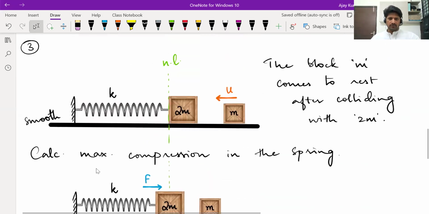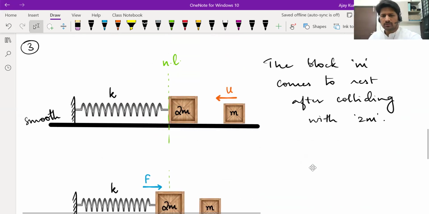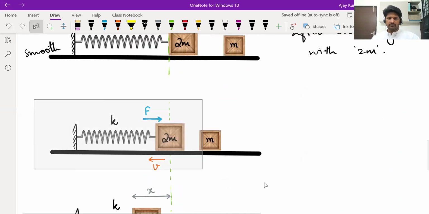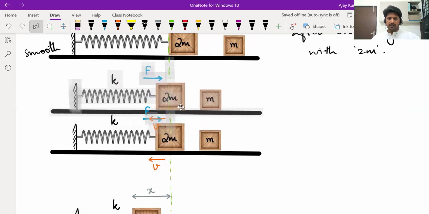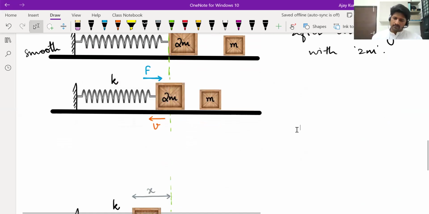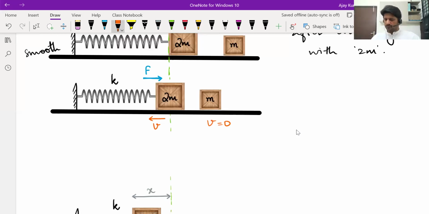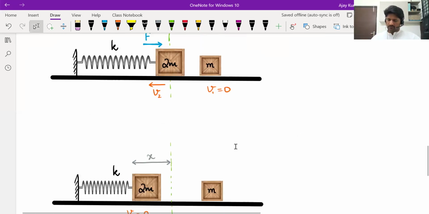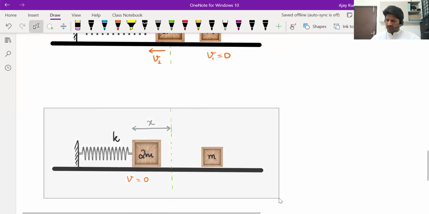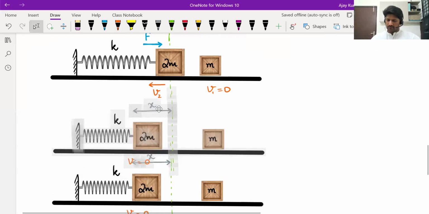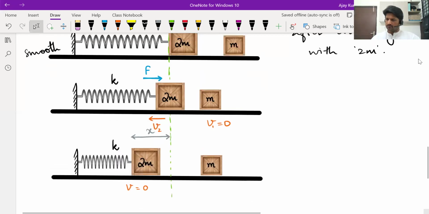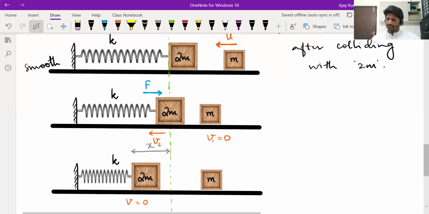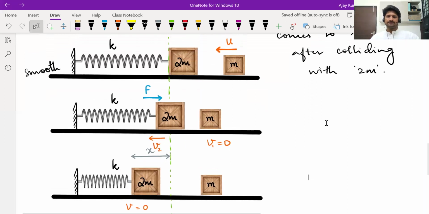I think it'll be better if I put all these together. You know the problem. You have to find out the maximum compression in the spring. So tell me what can be done. Come up with some ideas. Small m comes to rest. 2m keeps moving. You can call them v1 and v2 if you want. And as 2m keeps moving, it keeps losing velocity, and gradually it will stop somewhere. Where it stops is what you need to find out. So any idea what can be done?